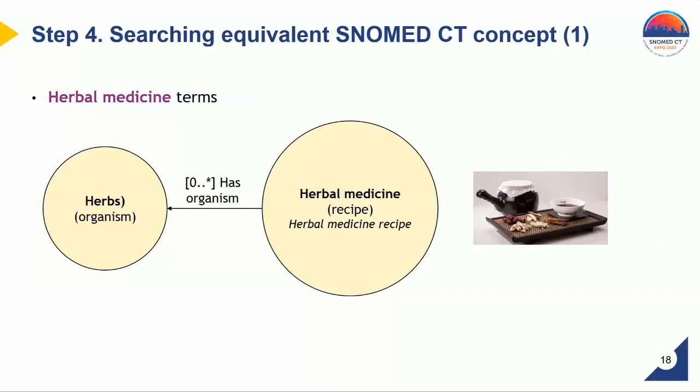Third thing I would like to highlight is about the herbal medicine terms. For terms within the domain of herbal medicine, we distinguished source term types into herbs and herbal medicine recipe. Since herbal medicine recipe is composed of different herbs used in making herbal medicine recipe, the source terms for both would be mapped to concepts in the organism top-level hierarchy. These were what I wanted to emphasize when it comes to source terms that are very specific to traditional Korean medicine.